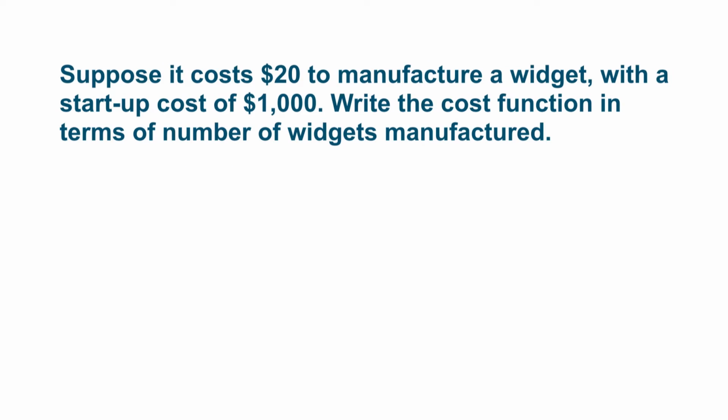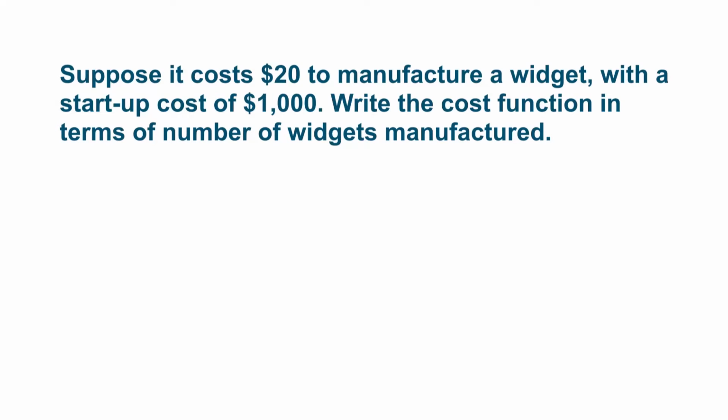So let's look at a simple example. You might encounter this type of question on the CLEP. Suppose it costs $20 to manufacture a widget with a startup cost of $1,000. So first of all, what are widgets? Well, widgets are commonly used in economics to describe a generic product. They don't really have any real meaning. They're just used to say, suppose it was any old product. I don't care if it's teddy bears, automobiles, or anything. Just a generic product is given the name widget. So don't worry about what it is. It's just a general concept for these types of things.